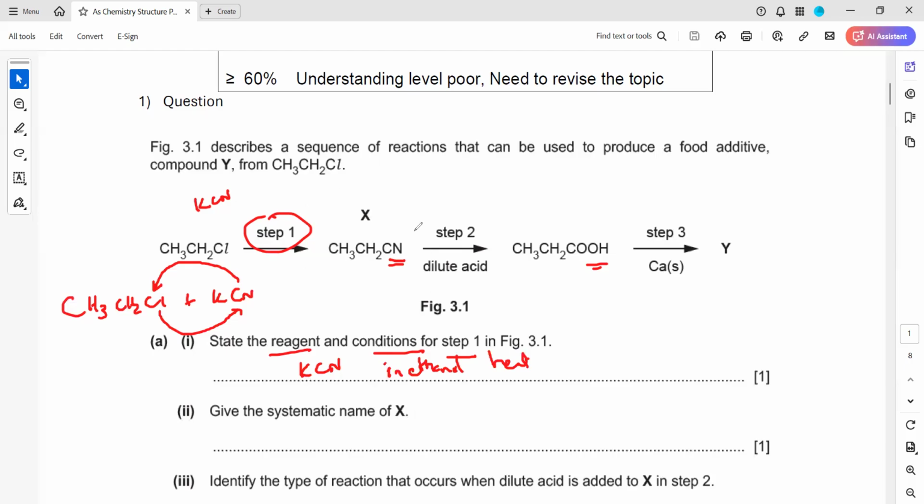Give a systematic name of X. So what is the systematic name of X? There are 3 carbons, so I should say it is prop. Between the 3 carbon atoms, there will be a single bond according to this structure, CH3CH2C triple bonded with N. So between the carbon atoms there's a single bond, so it will be "an". And due to the CN group, what we call them as nitrile. Prop because of 3 carbons, and we write "ane" in full because the functional group does not start with a vowel. So we say propane, and then nitrile, so this is propanenitrile.